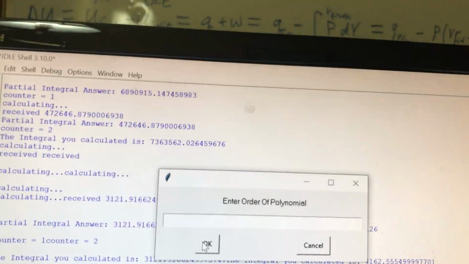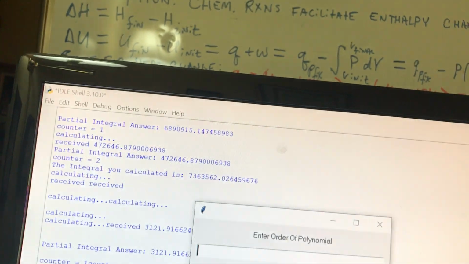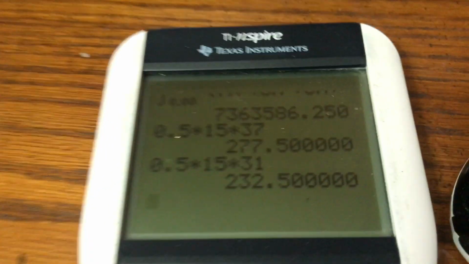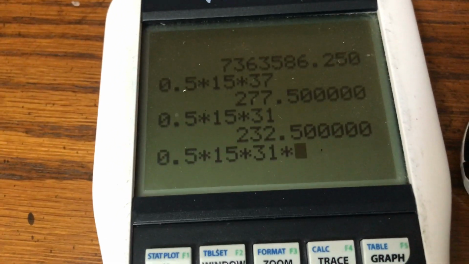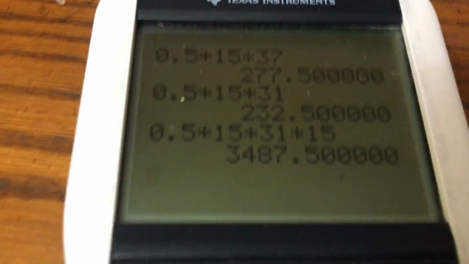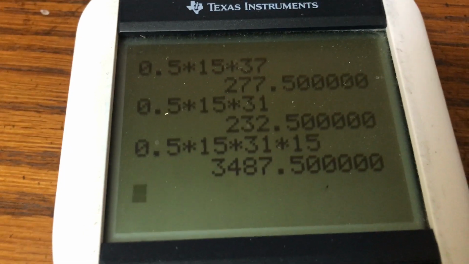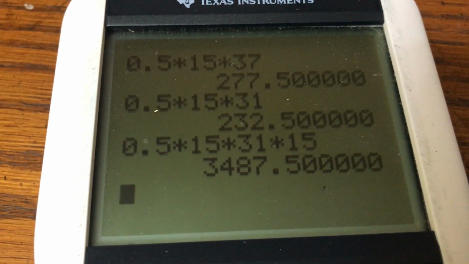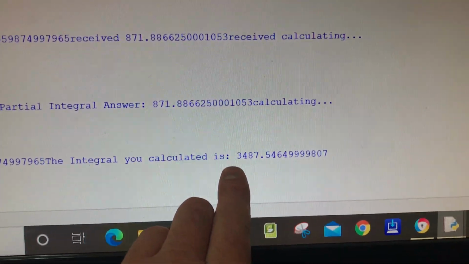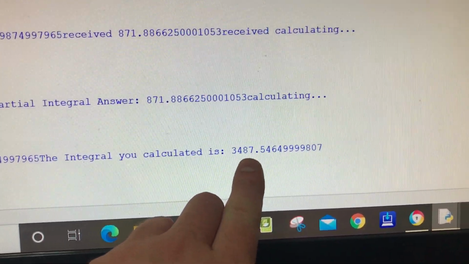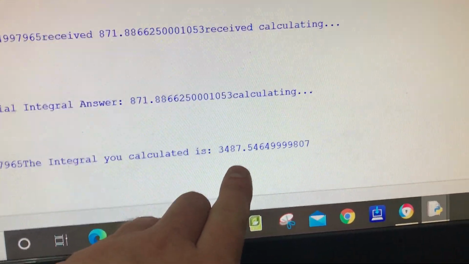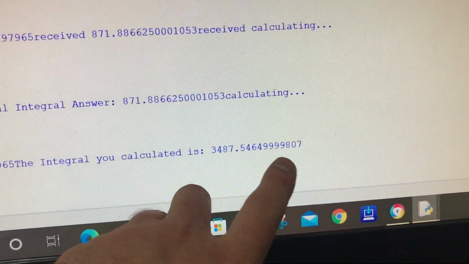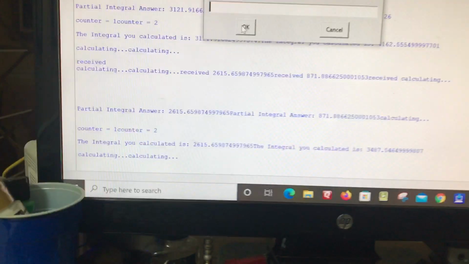Okay, actually I think I found the mistake here. We have to multiply by 15 squared because the height is actually 31 times the final x value. So it comes up with a figure of 3,487.5, and we get very close to that, 3,487.54, and that's the round off error from the fact we're computing it numerically. And it sent this to Alice and Bob.